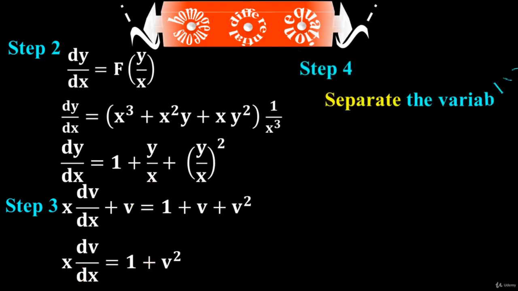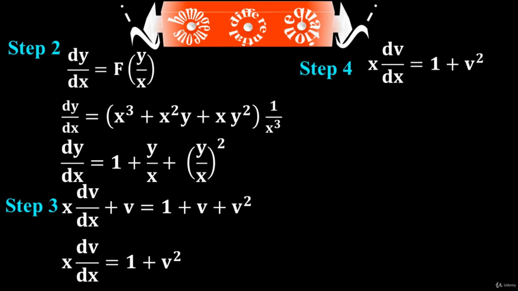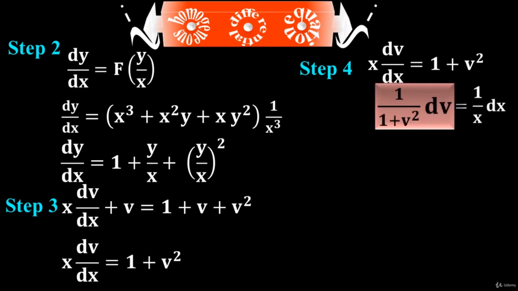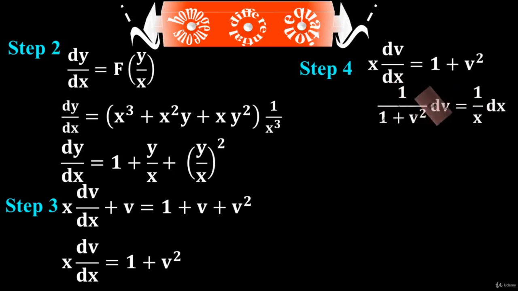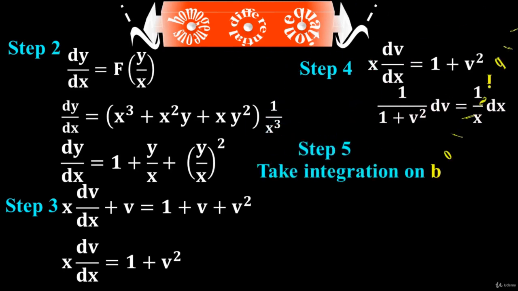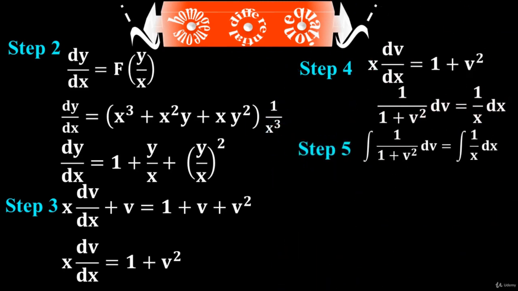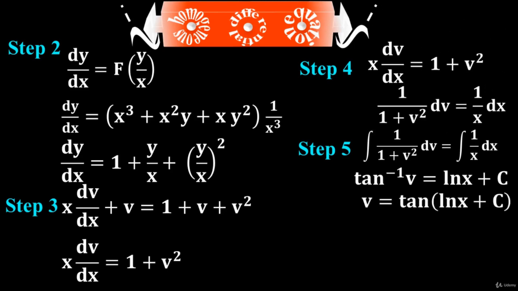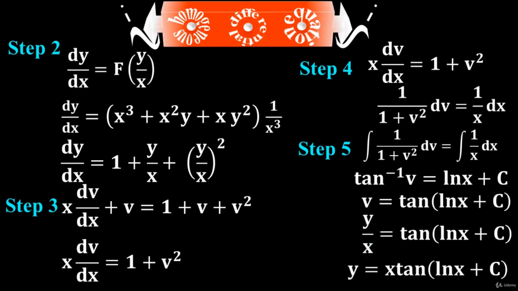Step 4. Separate the variables. Bring the x variables to one side and the v variables to the other side. After separation, I have the v variables on the left side and the x variable on the right side. Step 5. Take the integration on both sides. Integral of 1 over 1 plus v squared is tangent inverse v, and integral of dx is x plus c. Bring the tangent inverse to the right side. Now substitute back the value of v, which was y over x. Simplify it further. This is the final value. And that's all for the first order homogeneous differential equation.